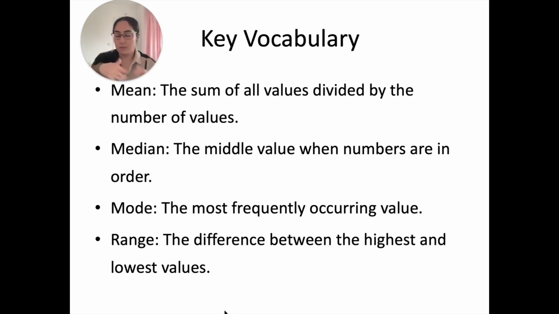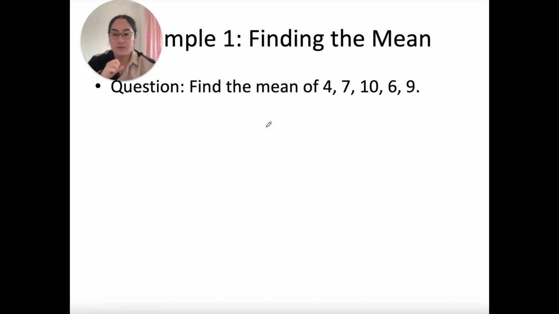The mode is the most frequently occurring data, number, value, whatever we're looking at, and the range would be the difference between the largest and the smallest value. So subtracting the smallest away from the largest gives us the range of data that we're looking at, right? Let's look at some questions focusing on these.